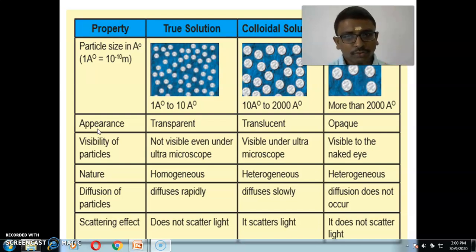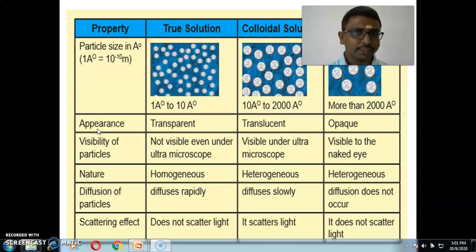And diffusion of particles. In a true solution, particles diffuse rapidly, meaning they diffuse fast. Colloidal solution diffuses slowly. In suspension, diffusion does not occur.